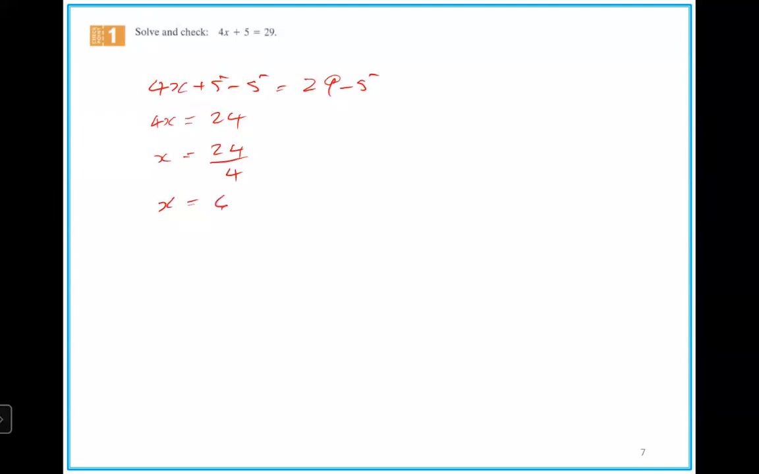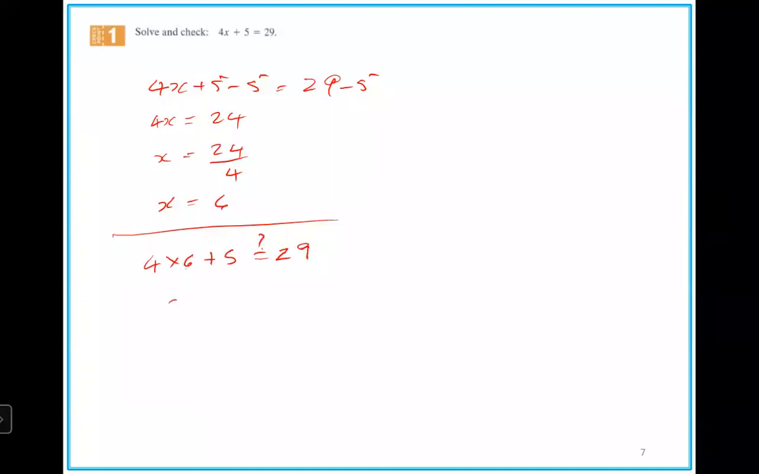And did you check to see if the answer is correct? I didn't get to that part yet. Okay, so if we want to check it, we'll just put 4 times 6 plus 5 equals 29. They usually put a question sign here because we're not sure. So we're going to check.